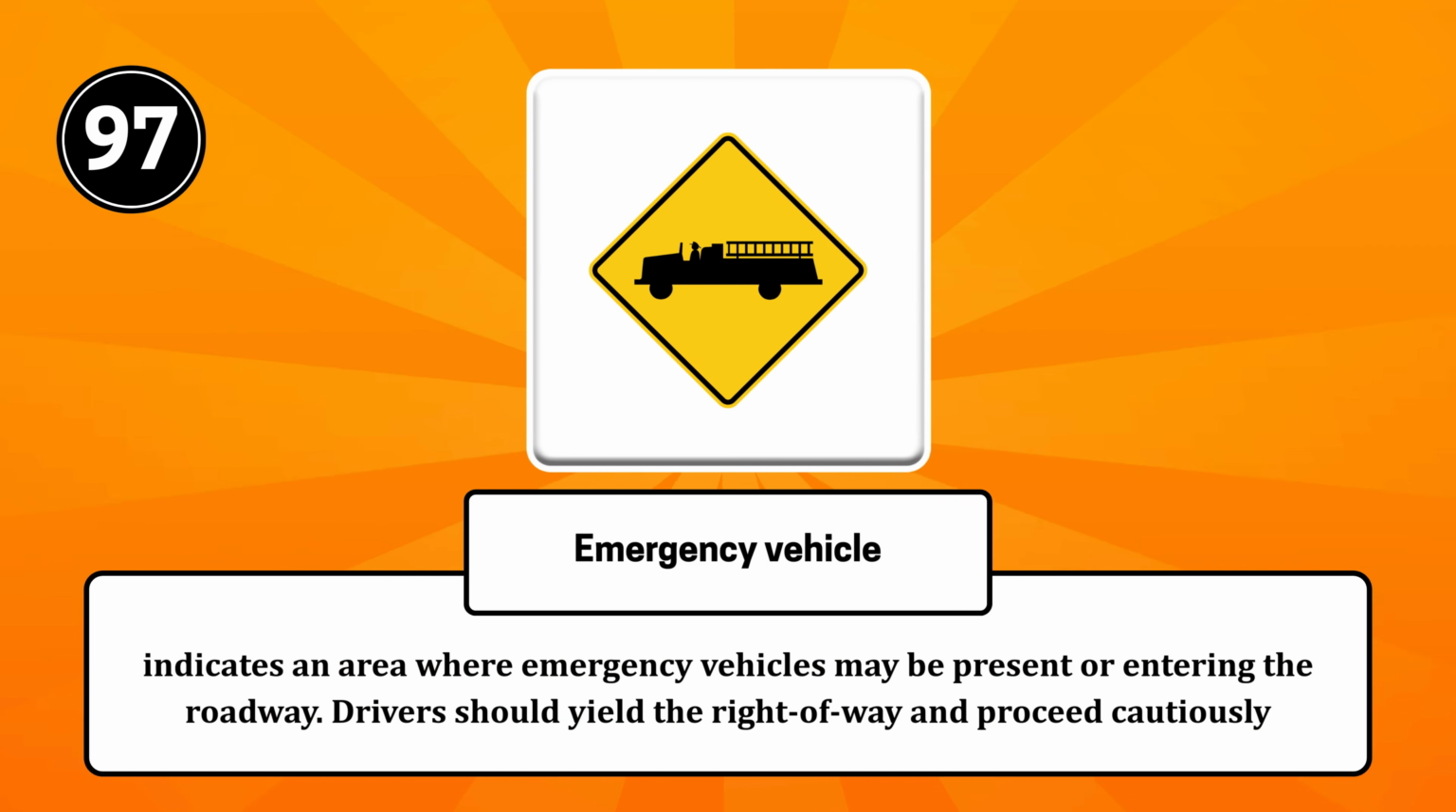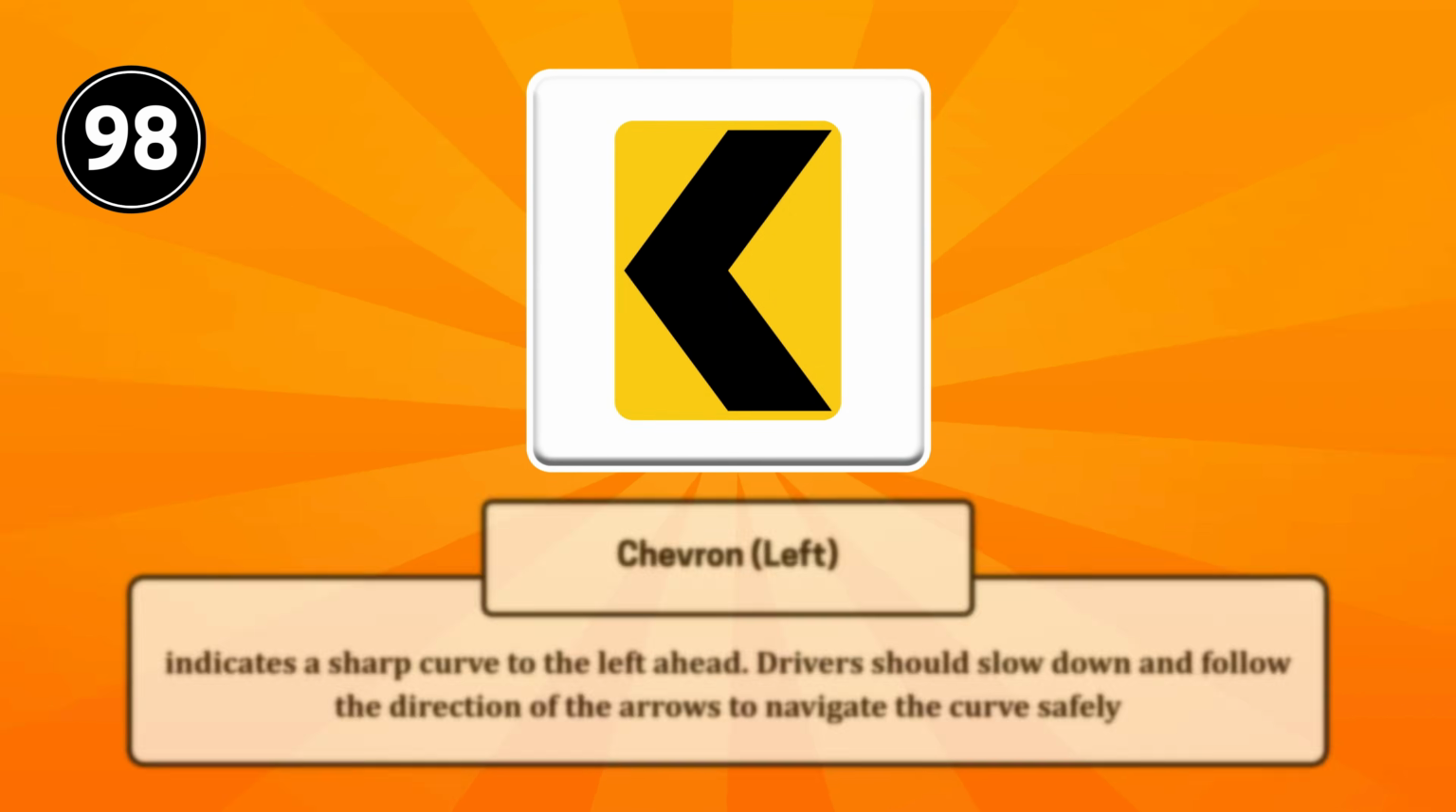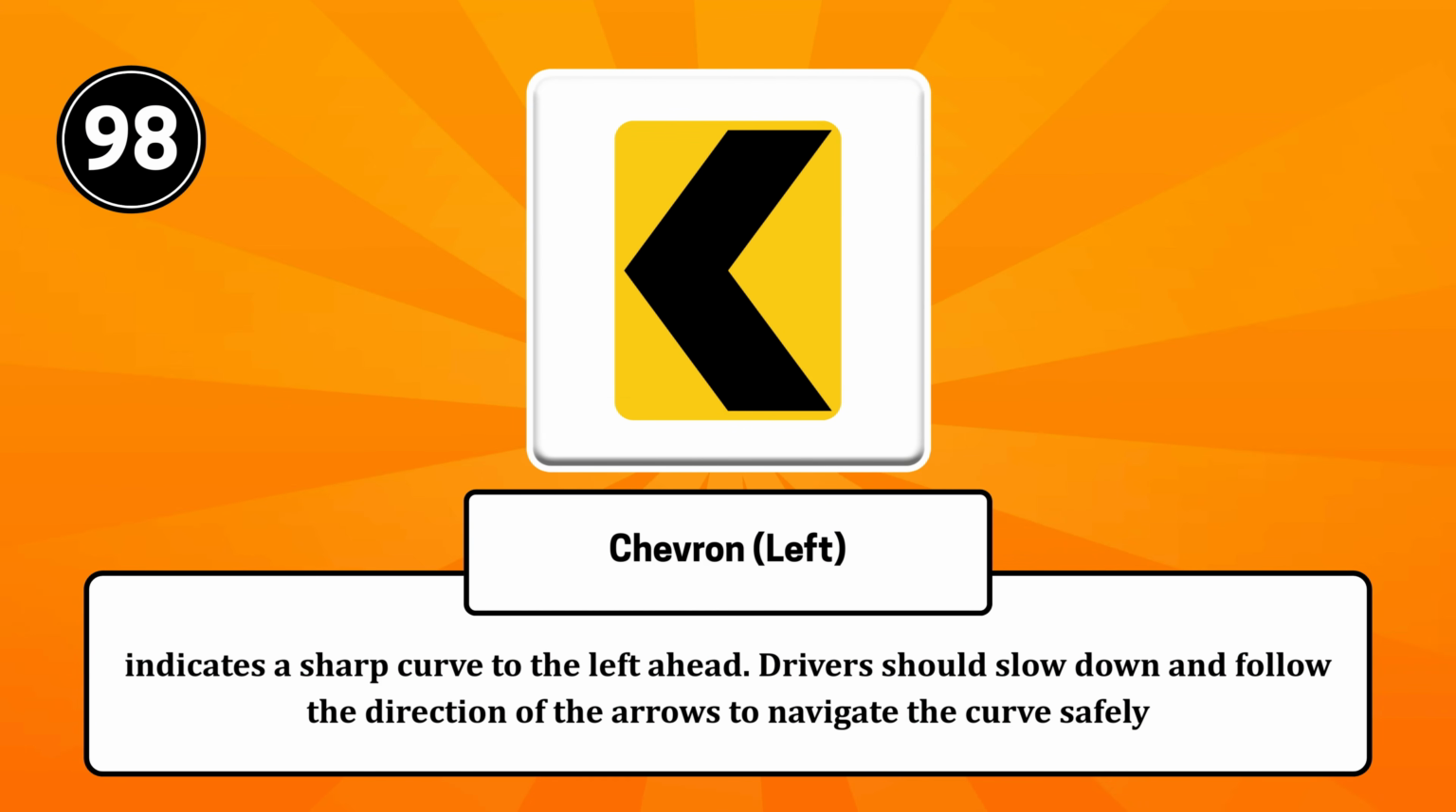The emergency vehicle sign indicates an area where emergency vehicles may be present or entering the roadway. Drivers should yield the right of way and proceed cautiously. The chevron left sign provides guidance through a sharp curve to the left. Drivers should slow down and follow the direction of the arrows.